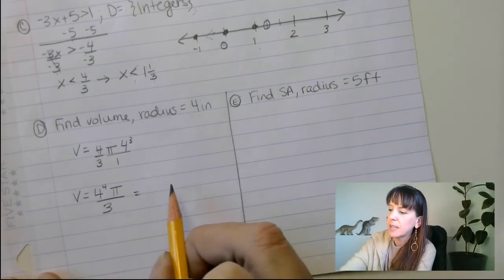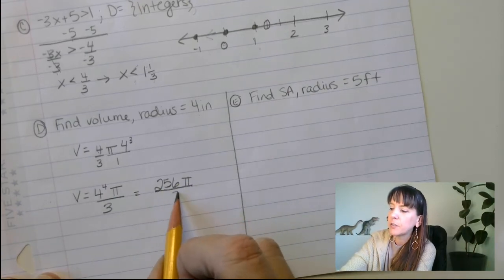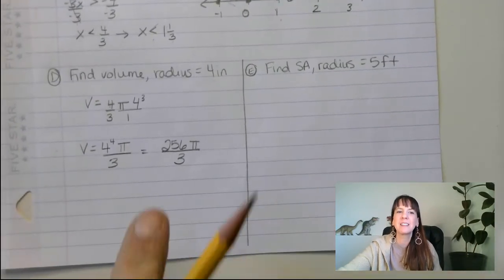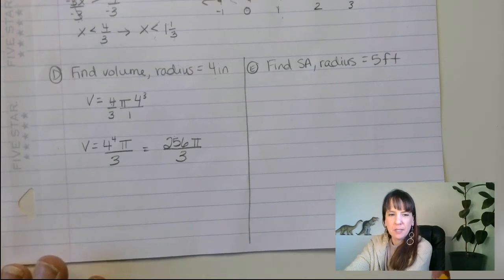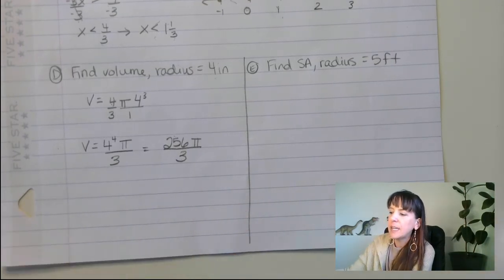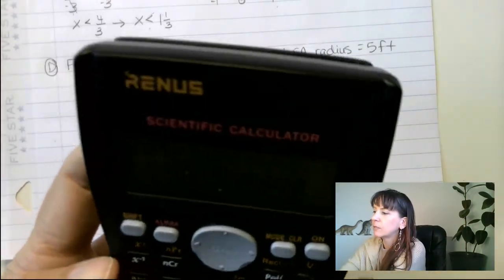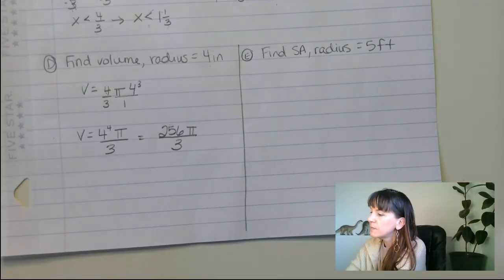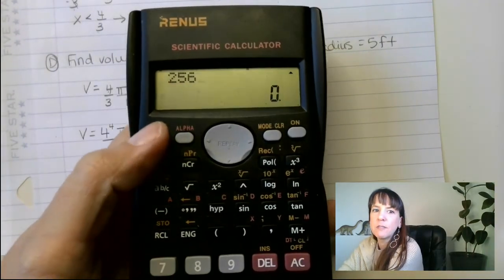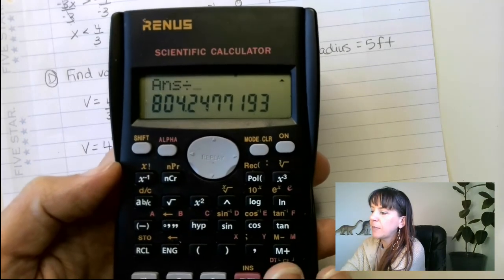So this equals 256 pi over 3. All right, well, 3 obviously doesn't go into 256 because this is base 4. So we can't reduce this at all. What we can do is just do the actual math on this. So we do 256 times pi, which is, there it is. I have to hit shift, and then I got to hit this guy. So pi equals all that garbage, and then we divide that by 3.